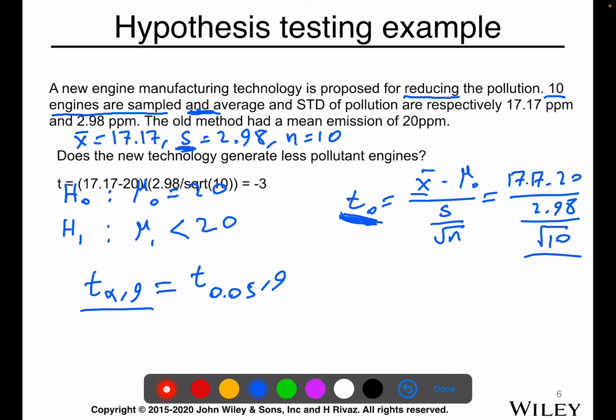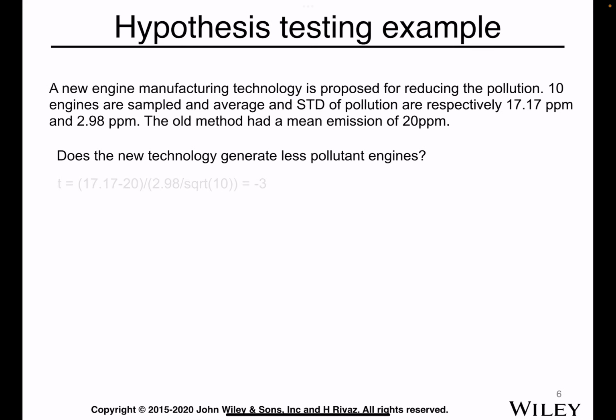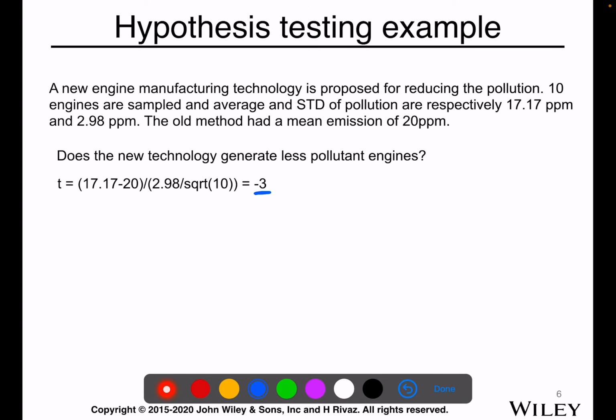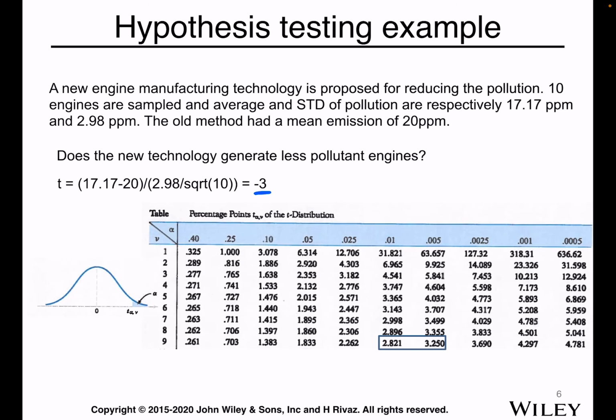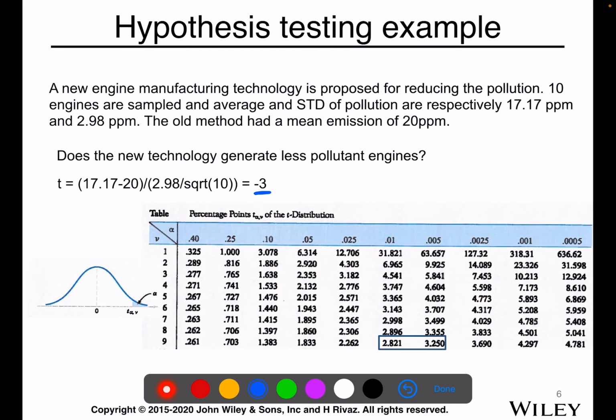Okay, so if we compute this number, actually let me start again so that we get rid of the annotations. So t will be minus 3, and minus 3 is a very small number, right? So my hunch is that we reject the null hypothesis, meaning that the new engine is actually better, because minus 3 is a very small number. But let's continue to make sure. So from the table, yeah, still a small number.